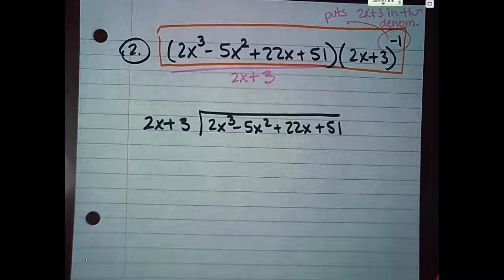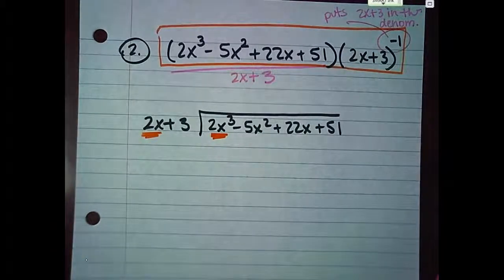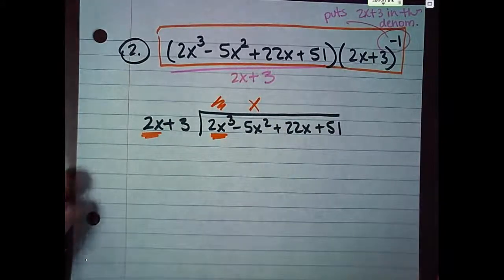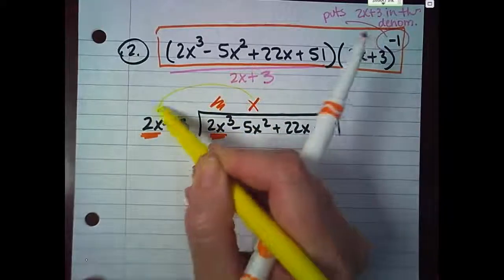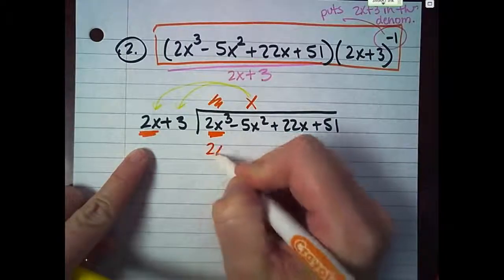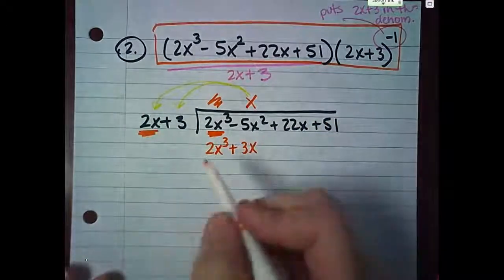And we only look at the beginning every time. We're going to try to chip away at this huge polynomial by canceling one term at a time. So the first term we're going to look at is a 2x and a 2x cubed. What do I need to multiply 2x by to get 2x cubed? An x. Nothing goes here, so x. Remember, you have to multiply both of them. So 2x times x is 2x cubed, and then 3 times x is positive 3x.